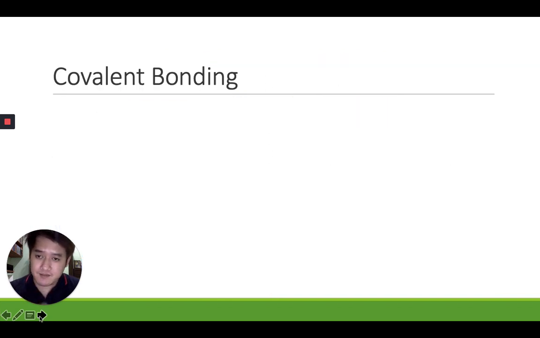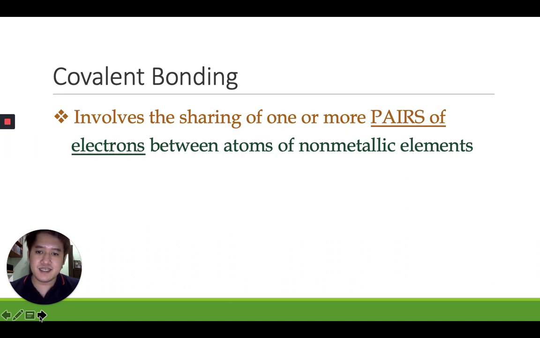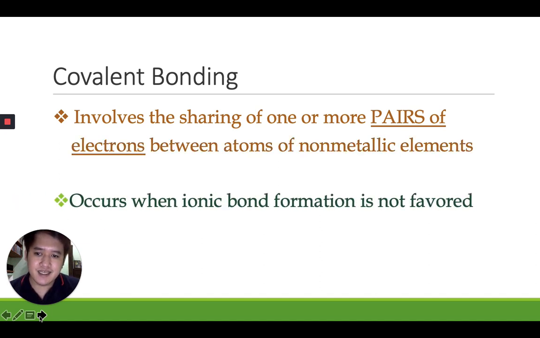So, you already learned that covalent bonding involves the sharing of one or more pairs of electrons between atoms of non-metallic elements. So it's usually electron pairing, right? And then it occurs when the ionic bond formation is not favored in terms of energetics. Okay?